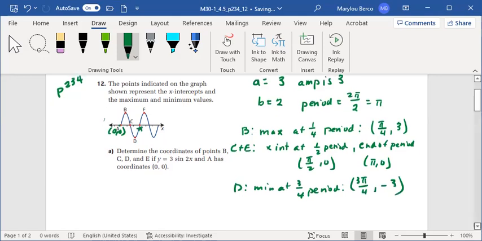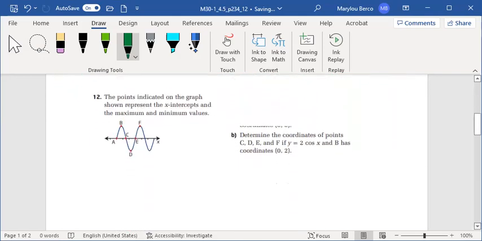Okay, let's take a look at B. Determine the coordinates of points if y equals 2 cos x and B has the coordinates 0, 2. Okay, well, here we have in our formula A equals 2, and the amplitude is the absolute value of 2. So the amplitude is 2.